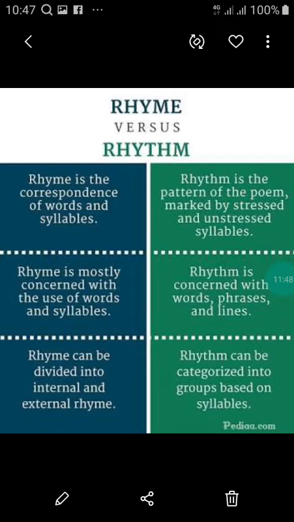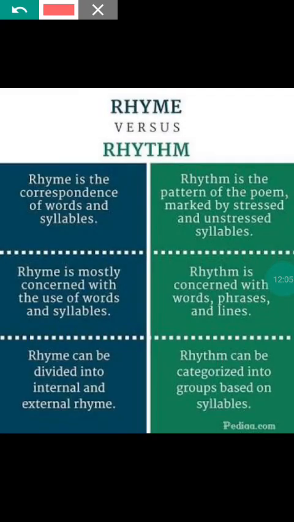So here is one more concept. Mostly students are confused about rhyme versus rhythm. Rhyme is the correspondence of words and syllables. Rhythm is the pattern of the poem marked by stressed and unstressed syllables. There is a difference between rhythm and rhyming. Rhyme is a pattern of correspondence of words, like slime, rhyme, prime. So these form a rhyming scheme, and a rhyming scheme can be identified with letters like A, B, B.